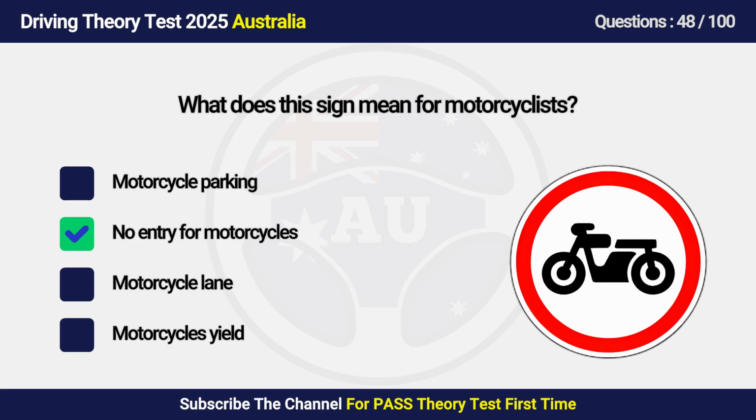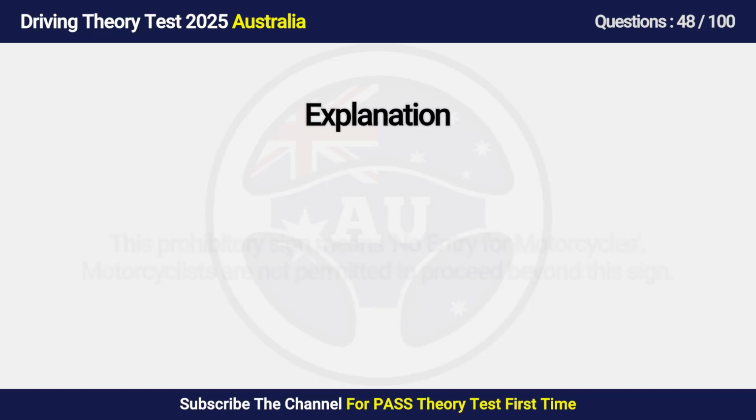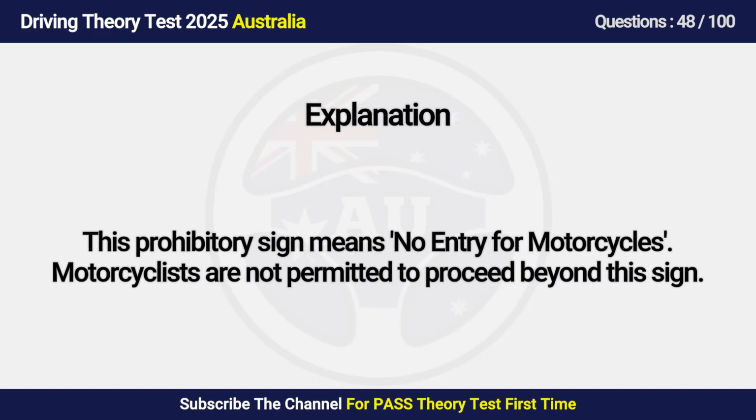Answers is B. No entry for motorcycles. This prohibitory sign means no entry for motorcycles. Motorcyclists are not permitted to proceed beyond this sign.